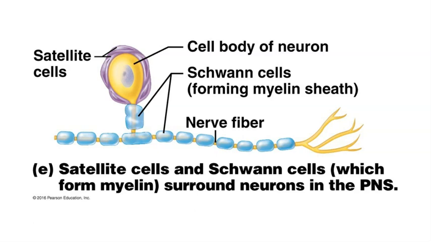Next we have the Schwann cells, and the Schwann cells wrap nearby neuron axons and function as myelin in the peripheral nervous system. Just like myelin in the central nervous system, the Schwann cells that form the myelin in the peripheral nervous system function to increase action potential speed in the axons that they are associated with.